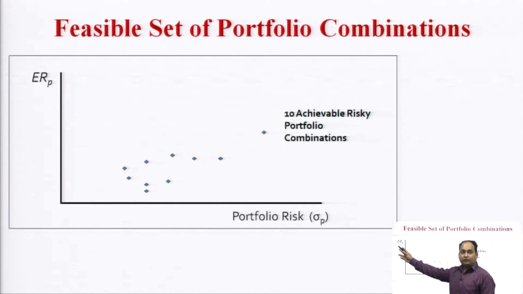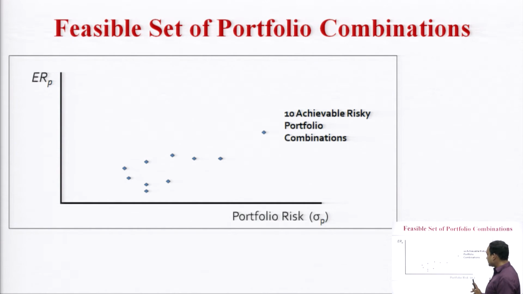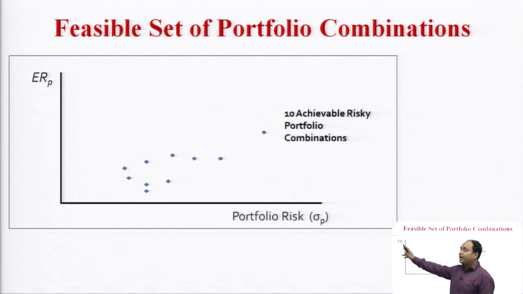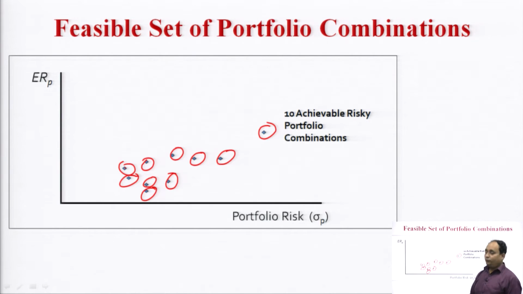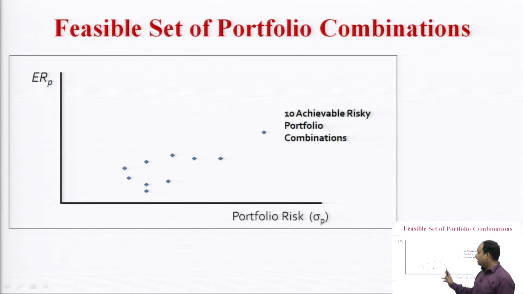Here is the expected return, here is the expected risk. This portfolio risk is calculated by sigma, which is the standard deviation, and this is the expected return from the portfolio, and these are the possible combinations, 10 achievable sets of portfolios. These are the various portfolios, portfolio 1, 2, 3, 4, 5, 6, 7, 8, 9, 10. These are the various sets of portfolios having different risk return characteristics. So, here we are taking the example of 10 sets of portfolios.